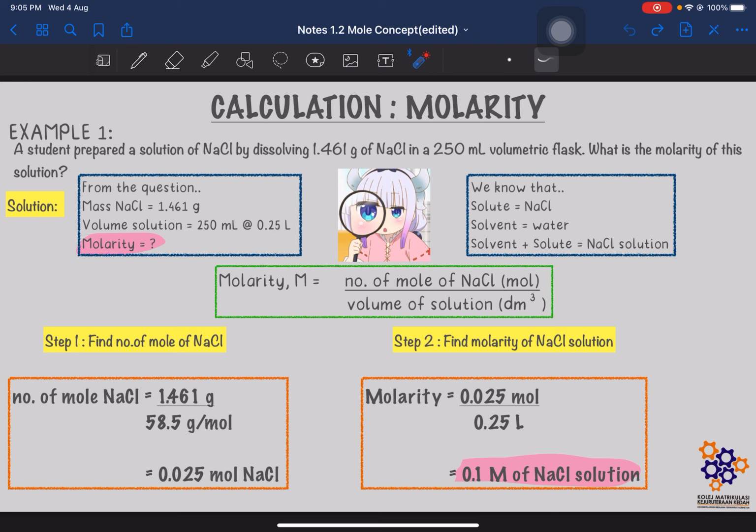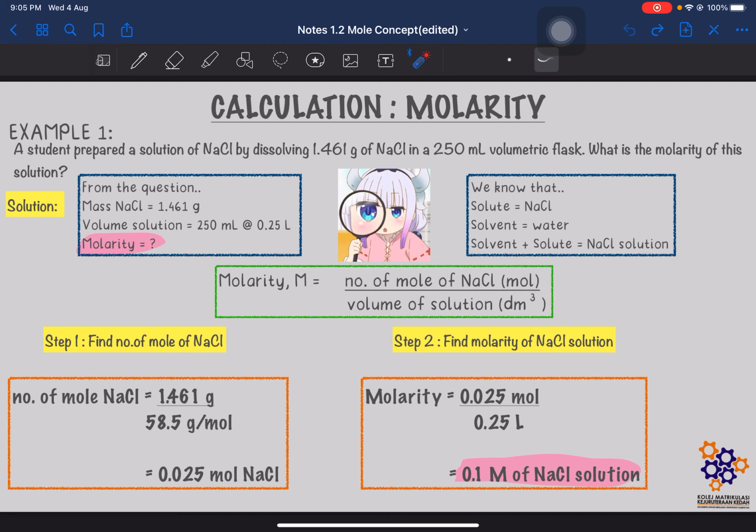So now the question asks you, what is the molarity? This is actually our goal for this question. We want to find the molarity, and we want to state what is the solute, solvent, and the solvent plus solute, because it will ease our work later on. So we know that the solute in this question is sodium chloride, NaCl, and the solvent here is water. And we know that the solvent plus solute will give the sodium chloride solution. So let's state the formula for molarity. The formula for molarity is the mole of sodium chloride divided by the volume of solution.